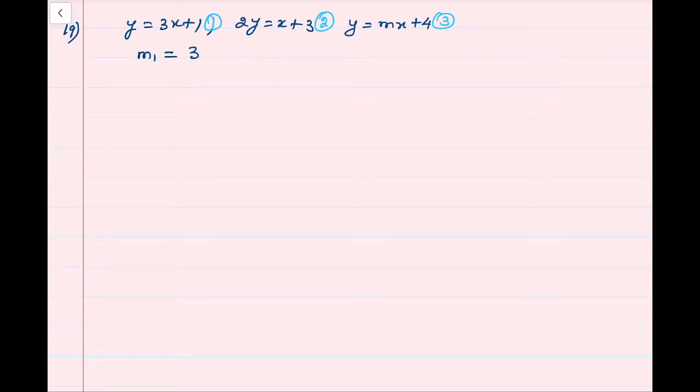Question number 19. If the lines y equal to 3x plus 1 and 2y equal to x plus 3 are equally inclined to the line y equal to mx plus 4, find the value of m. This is the first equation, second and third. We will take the slope of the first line as m1. This is of the form y is equal to mx plus c, where m is the slope. So directly we are able to write the slope 3.